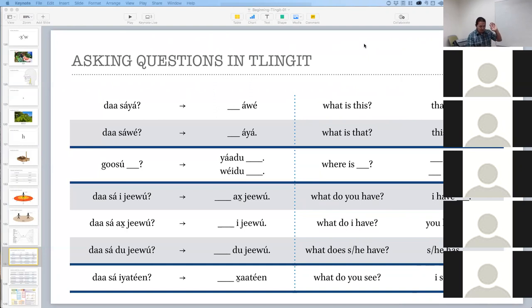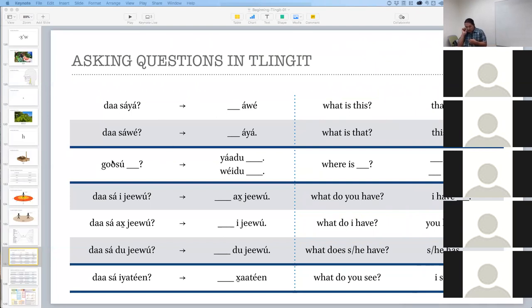So you're learning how to just, with the language, talk about where something is in relationship to you. So if it's here, you'd say, aya. If it's over there, you'd say, awa. Aya, awa. And the other thing is just introducing this dasa, the what sort of question. And so that's what that question and answer is. Dasaya, blank oe. Right? Dasawe, blank aya.